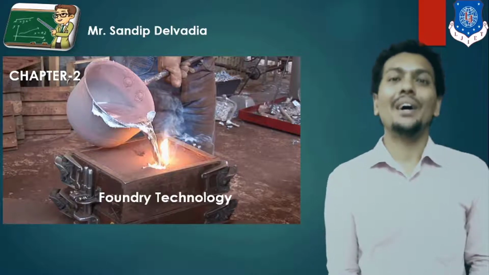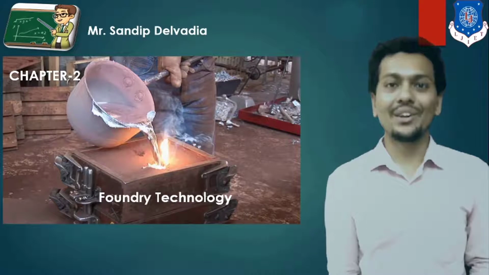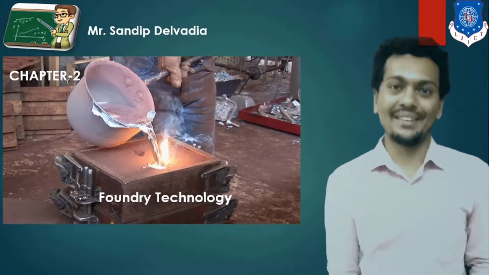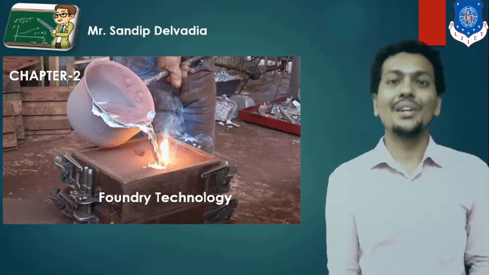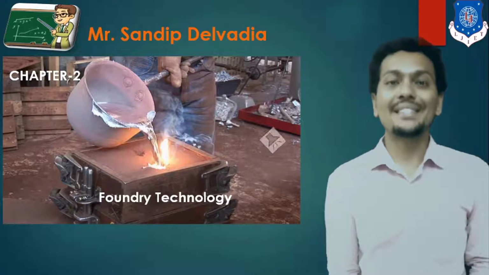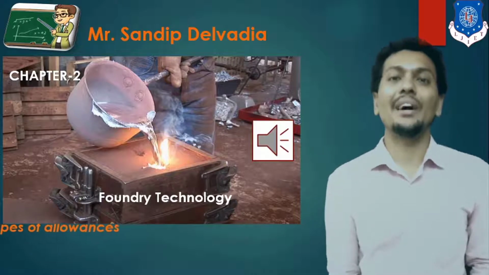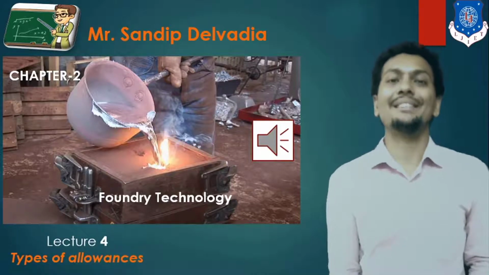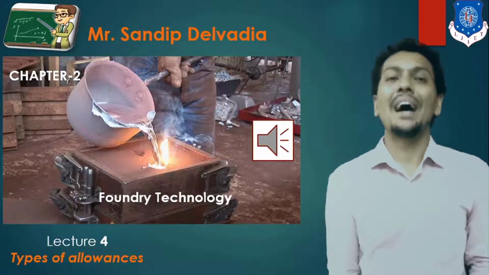As per our GTU syllabus, in chapter number 2, that is Foundry Technology, we have been going through a brief introduction of foundry technology and different types of pattern. So in today's session, we are going to discuss different types of allowances. Let us start our session; today's topic is different types of allowances.